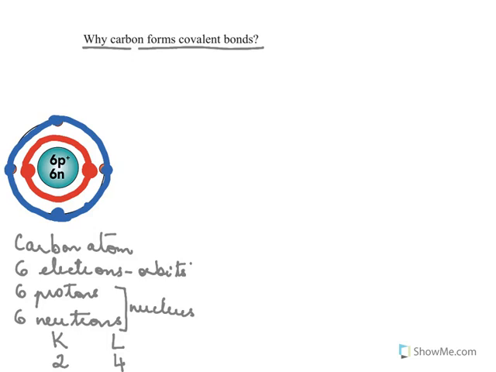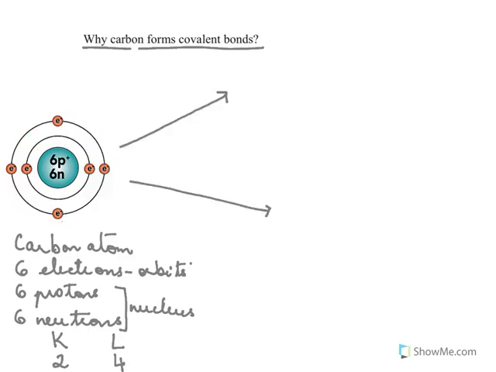However, the carbon atom is not stable. In order to be stable, the outermost shell should have 8 electrons. To make its outermost orbit stable, carbon has 2 options. It could lose the 4 electrons, or it could gain 4 electrons.